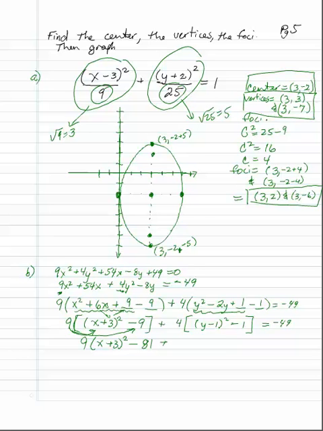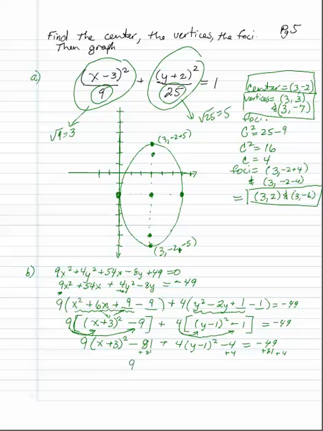Same thing with the 4. So you're going to go 9 times the parenthesis. We're not actually going to multiply it out, we'll just write it in front of the parenthesis. Then 4 times negative 1 is negative 4. And now from here you're going to add 81 to both sides. Add 4 to both sides.